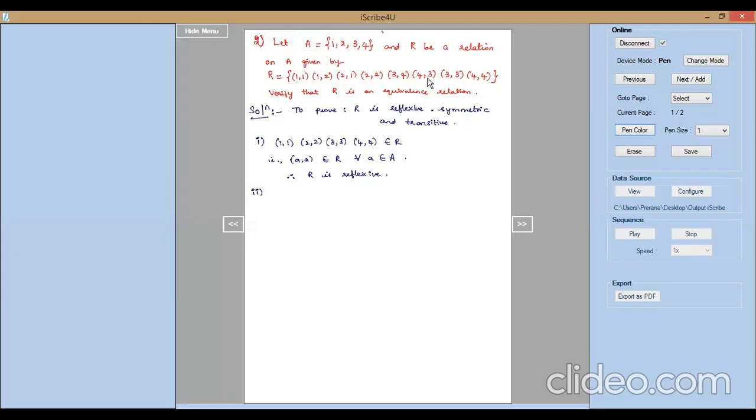So let us quote the same reason and conclude. (1, 2) belongs to R and (2, 1) also belongs to R. Similarly, (3, 4) belongs to relation R and (4, 3) also we observe belongs to relation R. That is, according to the definition, it is of this form: if (a, b) belongs to R, we observe that (b, a) also belongs to relation R. This is for all (a, b) belonging to the set A. Therefore, R is symmetric.